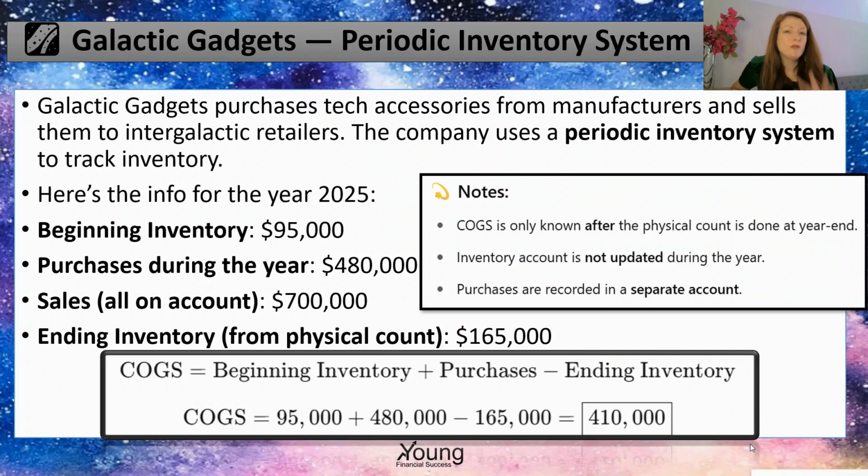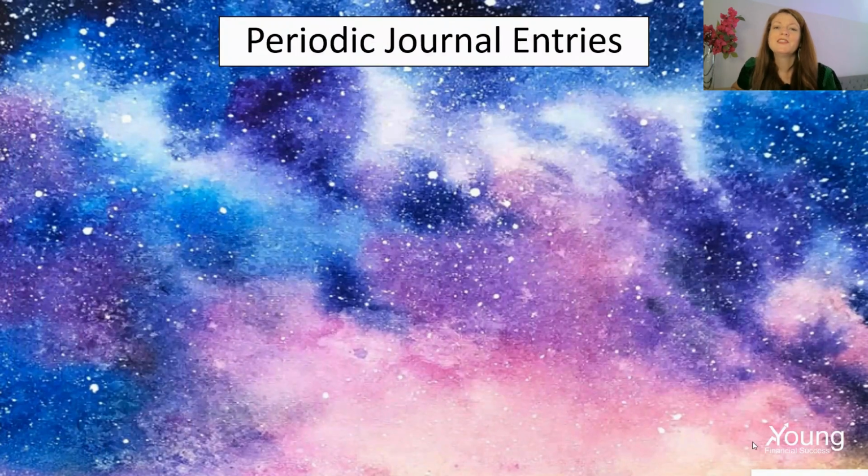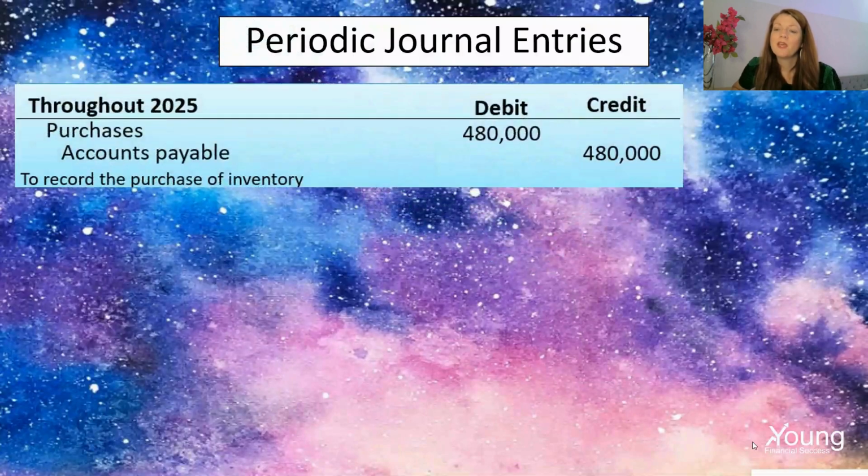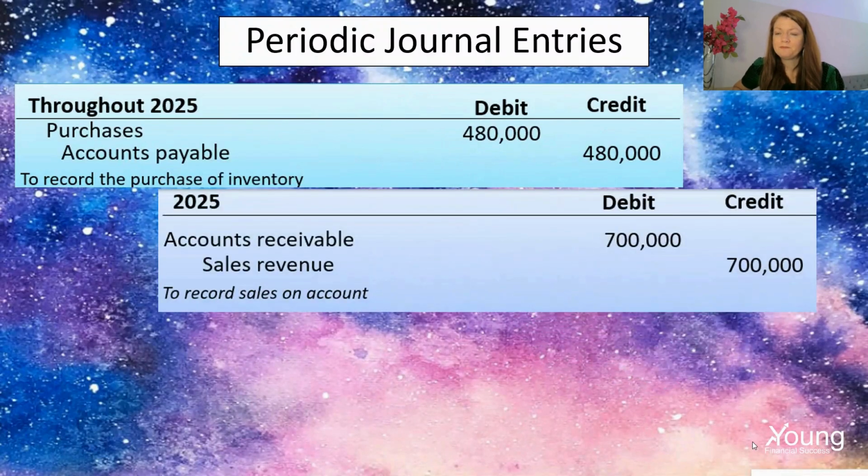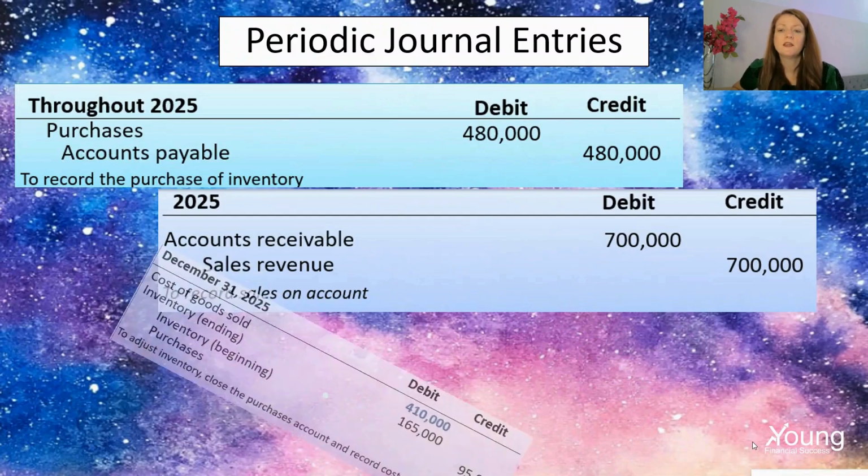And this is really the only time we're going to talk about periodic inventory. After this, we always use perpetual in these classes. So let's look at our journal entries for this periodic situation. So in 2025, instead of debiting inventory, they debit that purchases account that is only used in periodic method. So we have 480,000 and then again accounts payable.